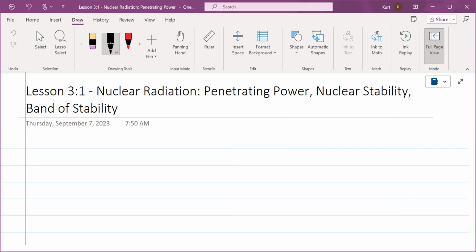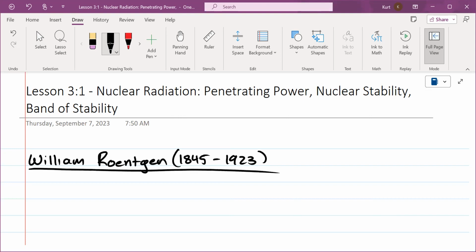So there's a couple important individuals I want to mention. I was not going to mention this guy, but his last name is very significant. William Röntgen, 1845. You don't need to know his birthday. I'm just adding it. 1923. He is famous for discovering X-rays, which is a major form of radiation.